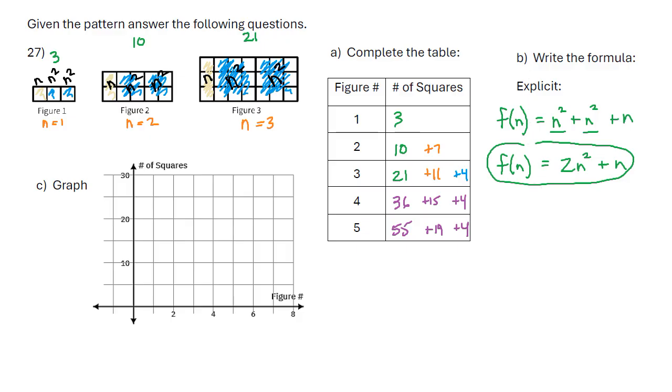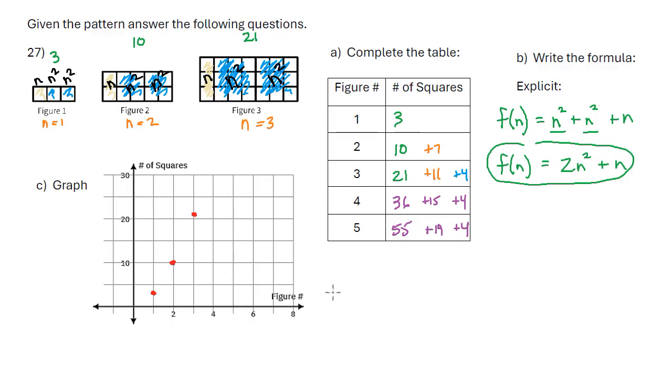And then the last one, class, is how do I graph this? Well, let's take a look. For figure number 1, you've got 3. Well, this goes by 5s, so this means this is 5 up. So we're going to go about 3 right here. And then at 2, we've got 10. At 3, we've got 21, so just above 20. At 4, we've got 36. Well, that goes off the graph, so we won't worry about that.